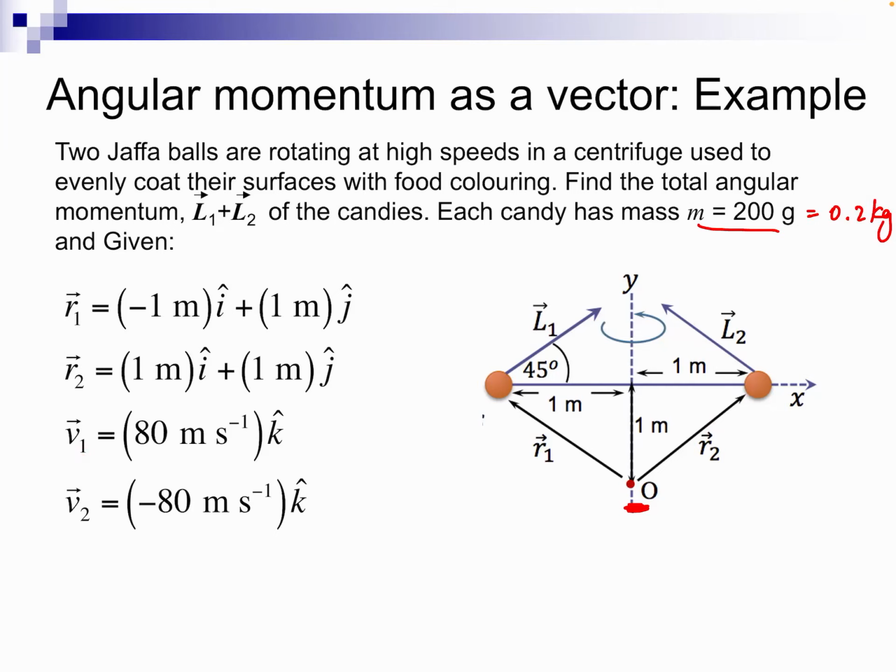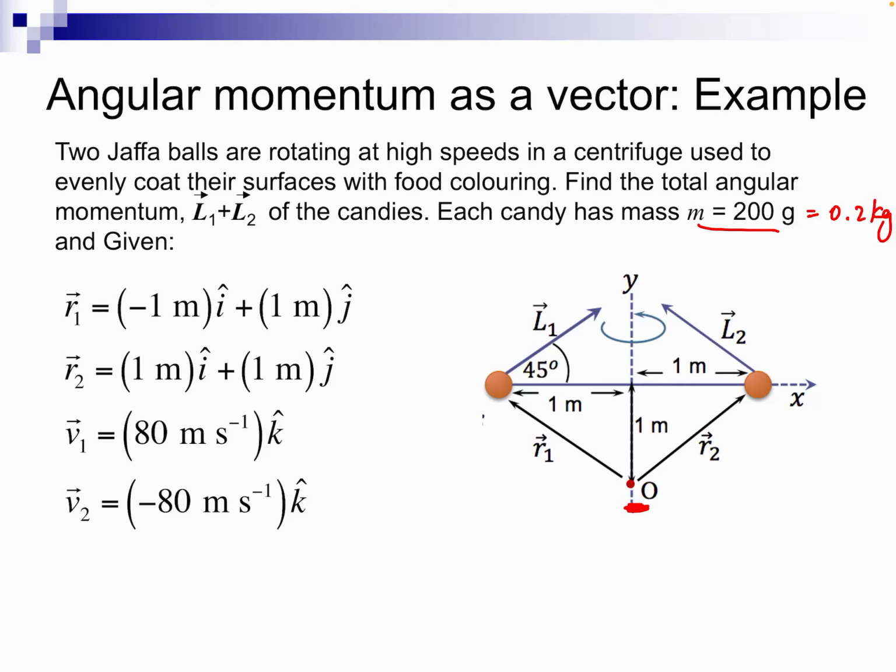So the scenario is sort of like this. The axis of rotation is on my elbow, and you have these 2 Jaffa balls, and they're rotating this way, right? At high speed. Their linear velocities are given here, so v1 and v2. They're rotating like this, but they're in this position where v1 is going in your direction, that's plus k hat, and v2 is going in the opposite direction. So they're in this position here.